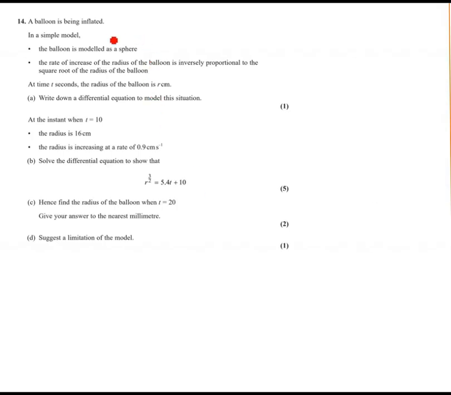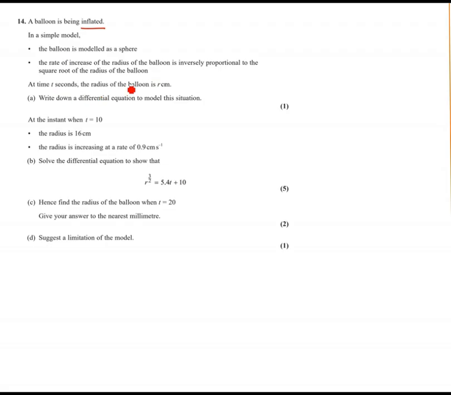Question 14. A balloon is being inflated. In a simple model, the balloon is modeled as a sphere, so the balloon is inflated here, yeah? It's not decreasing, it's increasing in size. In a simple model, the balloon is modeled as a sphere. The rate of increase of the radius of the balloon is inversely proportional to the square root of the radius of the balloon.